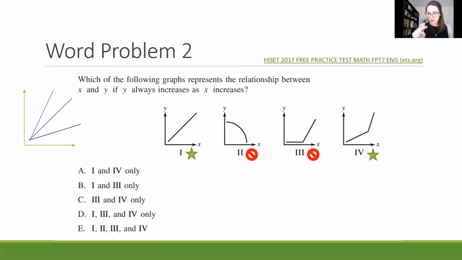See how there's a slow slope at the beginning and then a sharp slope at the end? Both of those still mean that the x and y are increasing, even if they're increasing at different rates. So ultimately, we're looking for 1 and 4 only.